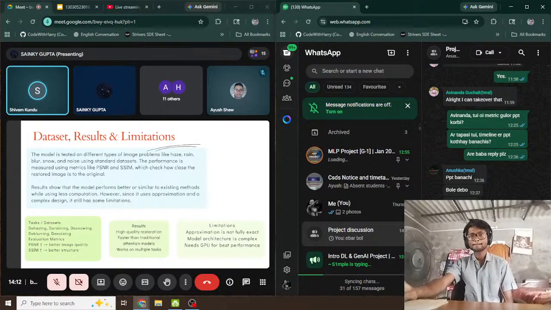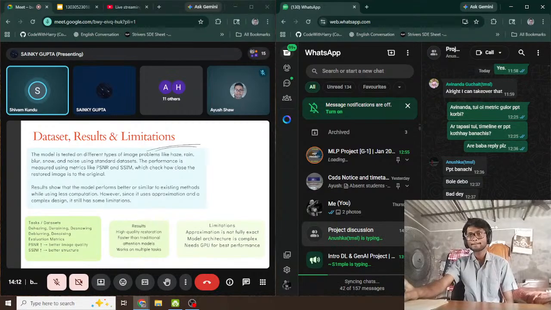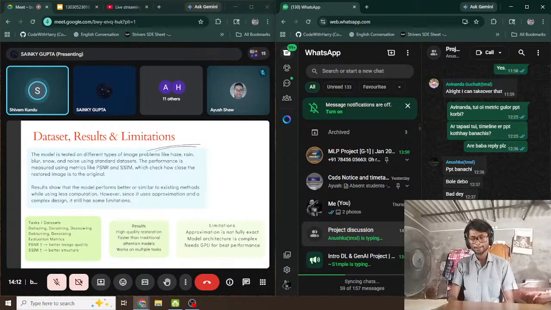Then the result is a high quality restoration, faster than the traditional attention model, and it also works on multiple tasks such as different types of hazy and blurred images.